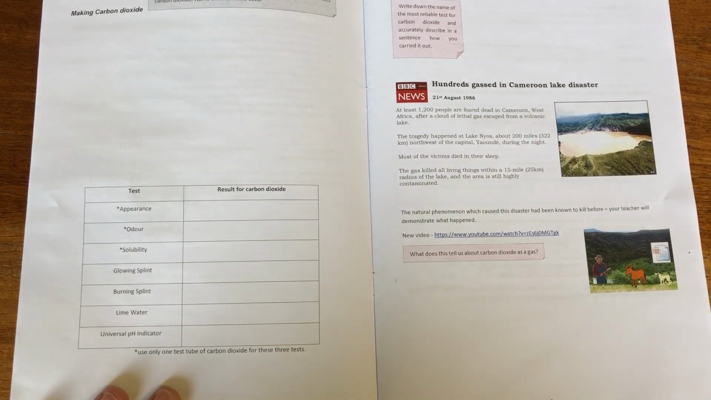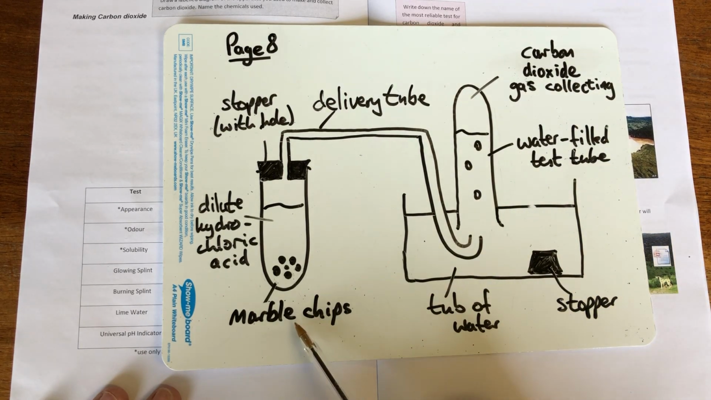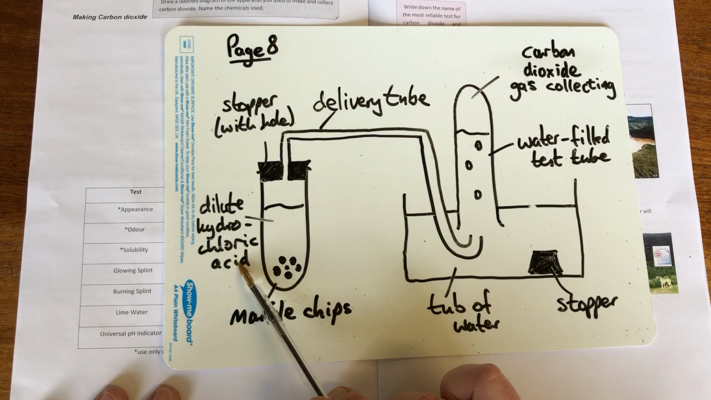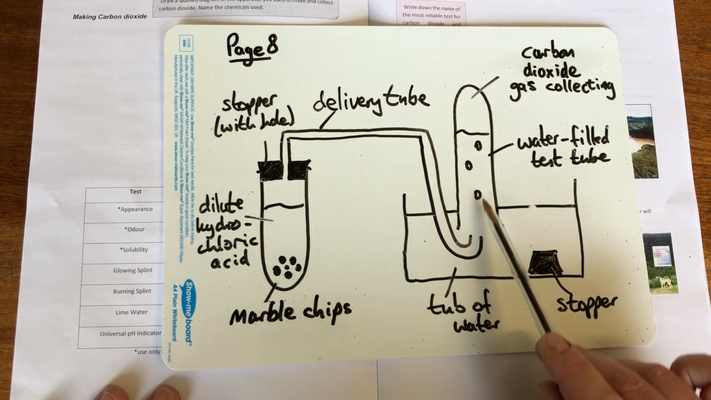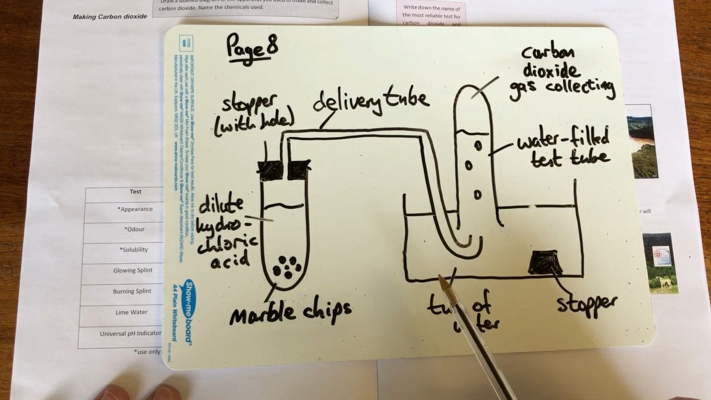You should already have watched a video on carbon dioxide. We used this apparatus. We reacted marble chips with dilute hydrochloric acid. The gas produced passed up through the delivery tube and bubbled through water and collected in a water-filled test tube.